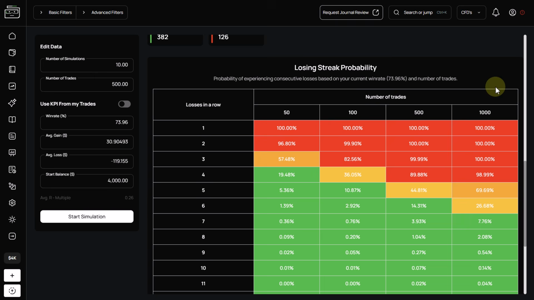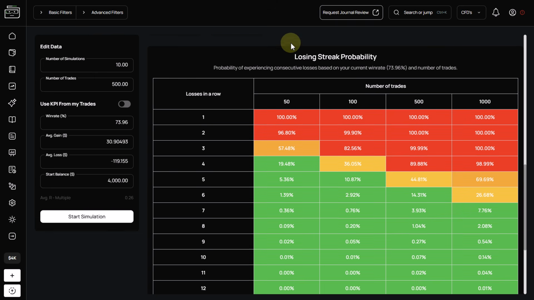And then I went to the simulator and I scrolled down here. And this losing streak probability chart uses his trading performance. So 73.96 win rate. The average R multiple 0.26 is here. And then I looked because he has 100 trades. And with almost certainty, 99.9%, you at least expect a 2-trade losing streak, a 3-trade losing streak, 82.5%. So it's surprising that he doesn't have at least 2 losses in a row.